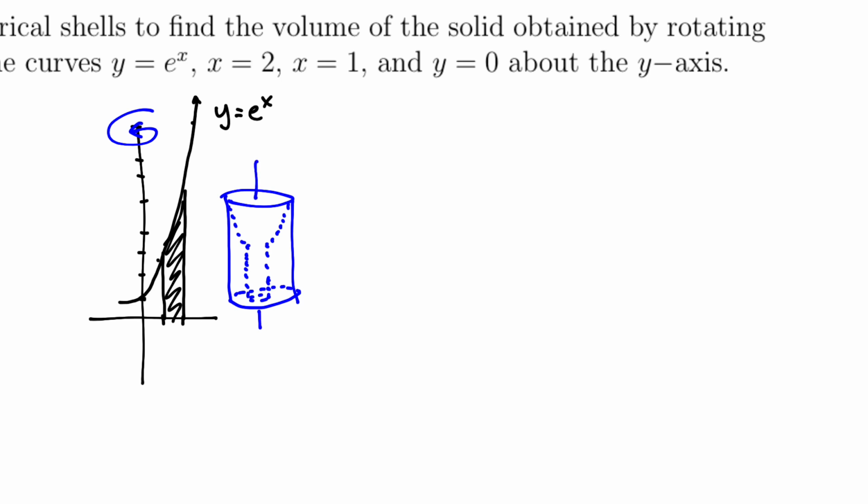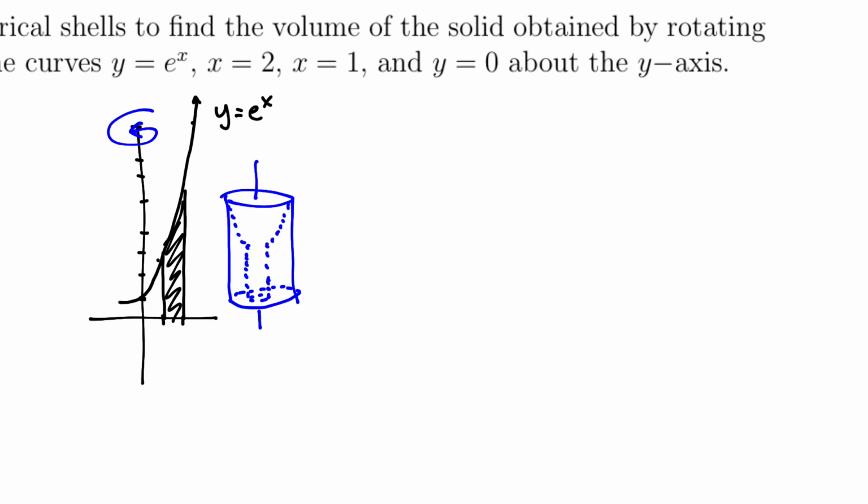And the problem is, if we start using washers, it's okay, we can use washers, but we got a couple problems. First problem is this. When I'm cutting my washers up to here, I would have an outer radius and an inner radius. But then when I get to here, at e, now it switches. So I have an outer radius and a different inner radius. So I would have to integrate from 0 to e and do outer minus inner, which is okay.